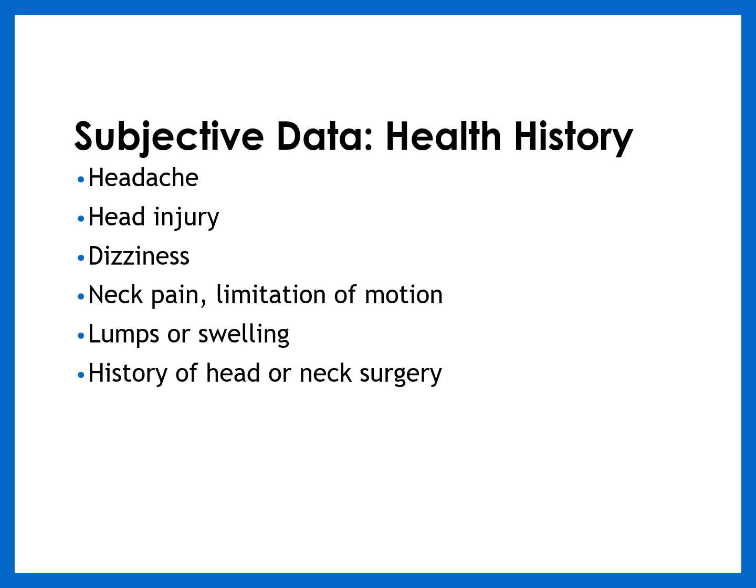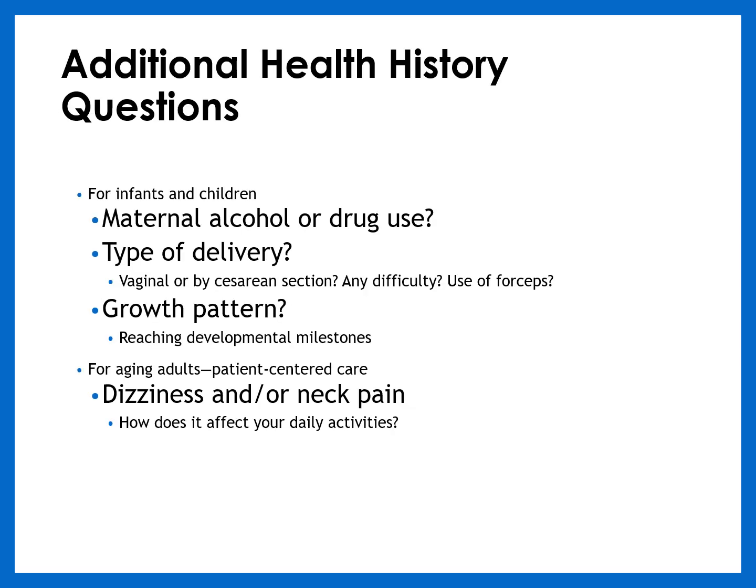So ask the parents, has your baby been reaching developmental milestones? Because this could clue us into any neurological developments. For infants and children, ask about maternal alcohol or drug use, the type of delivery, whether vaginal or cesarean, or any complications like forceps use. Also check on the child's growth and development.